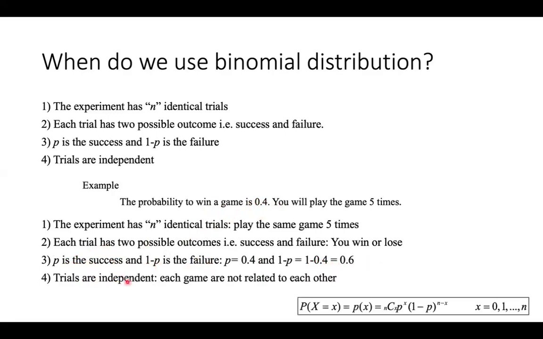And the trials are independent, meaning that each game is not related to the others. So, for example, if you were to win the second game, then that does not affect the winnings of the first game, or the winnings of the third game. So that means the games are independent of each other. So if these four conditions are satisfied, then we can use this equation.